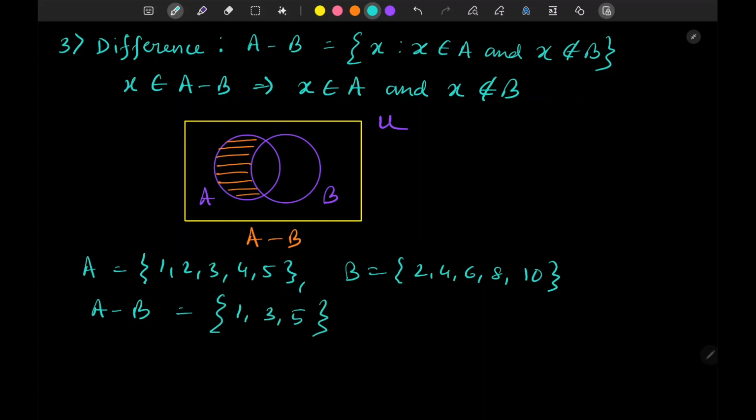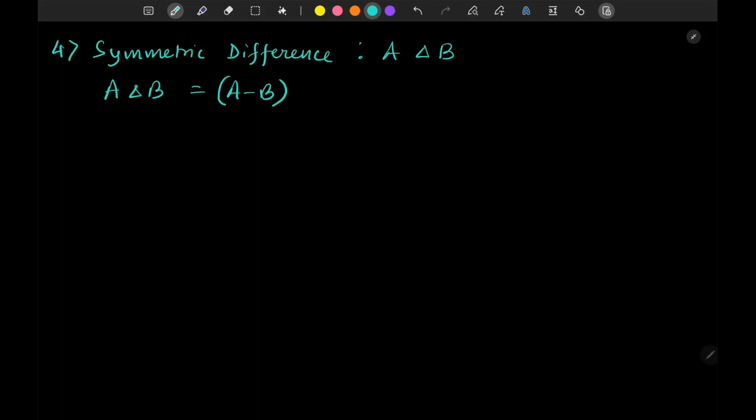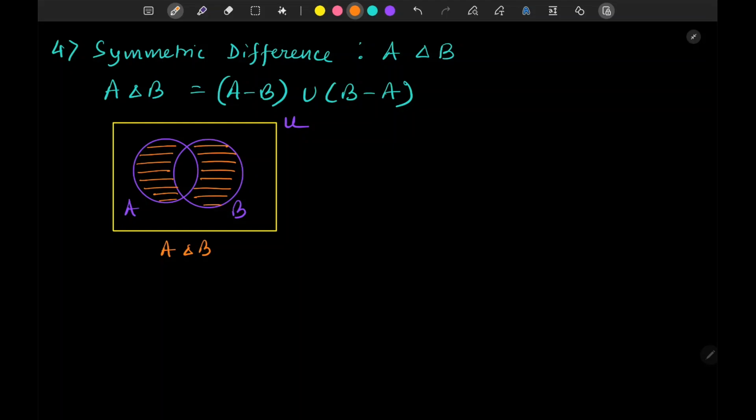The next operation we are going to learn is symmetric difference of two sets. The symmetric difference of two sets is denoted as A delta B, where it is a set that comprises the union of the sets A difference B and B difference A. This set can be expressed in the Venn diagram as follows. So let us take two sets A and B present in universal set U. Then the region of A minus B is this shaded region, and the region of B minus A is this shaded region. The total shaded region represents the symmetric difference A minus B union B minus A.